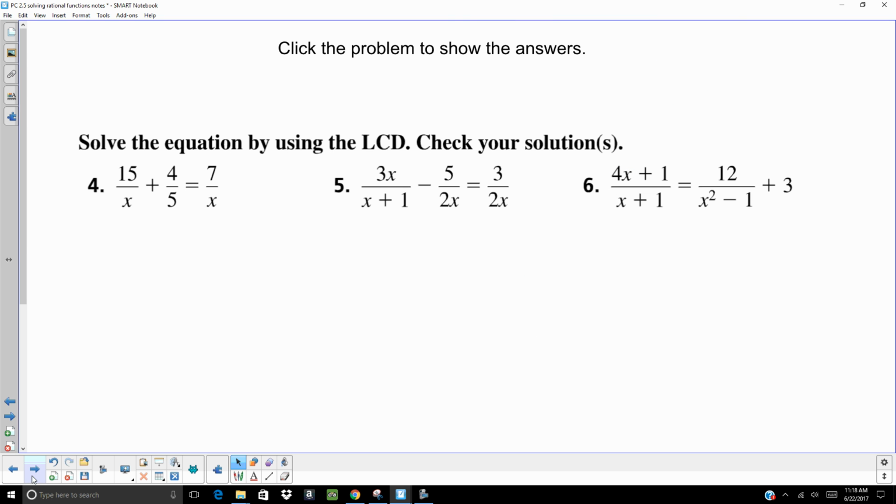Okay, here are 3 problems. Try these 3 on your own. When you think you have an answer, hit the play button again and check your answer.